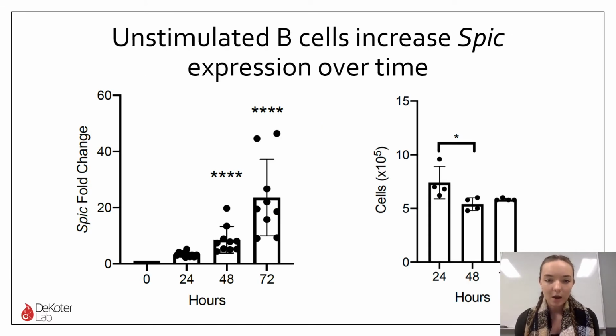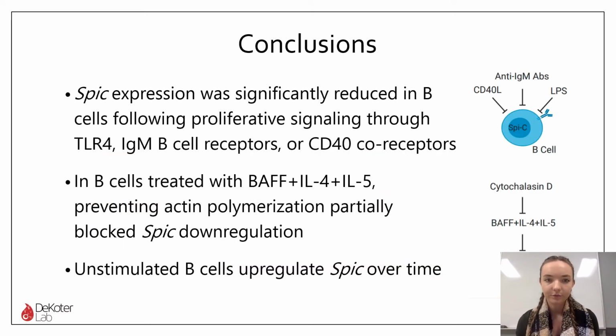Finally, we wanted to see what would happen when we just cultured B cells in complete media and assessed Spi-C expression. And we could see here that over the 72-hour time period, B cells significantly upregulated Spi-C, despite the fact that they were cultured in media alone. Looking at our corresponding cell counts, we could see that B cell counts were stable over the same time period. So overall, unstimulated B cells increased Spi-C expression over time.